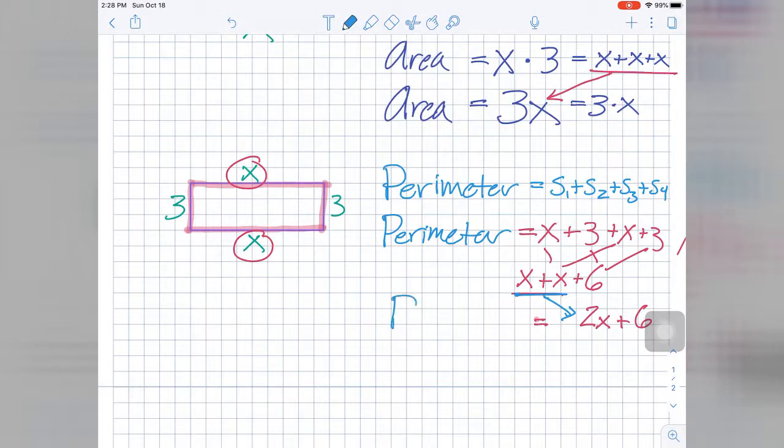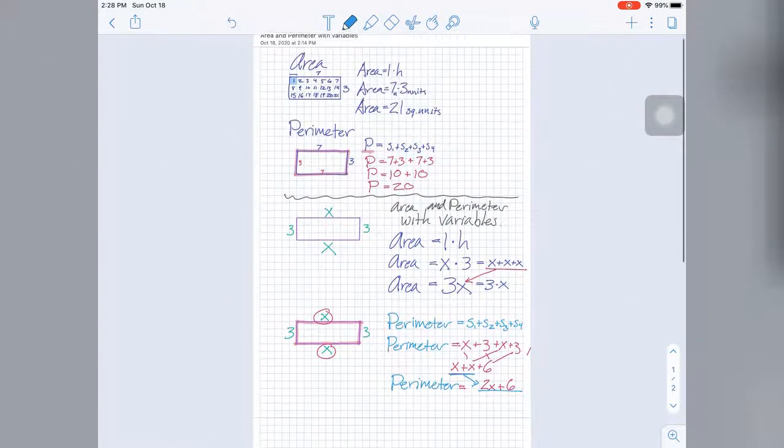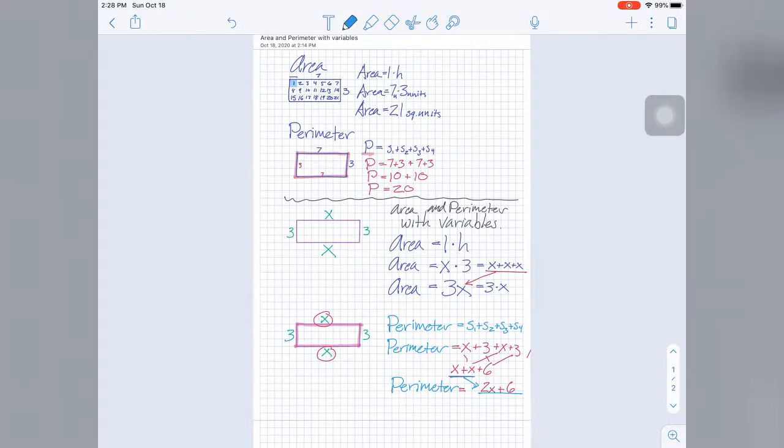I can't simplify this anymore. I can't tell you any more about the perimeter until I find out what X is. And right now, I don't have enough information to do that. So I'm just going to write this down. All right, I'm going to give you guys some practice to work on this idea right here, but this is the start of the 8th grade year, and this is what I'm going to start talking to you guys about in the first lessons of the year.